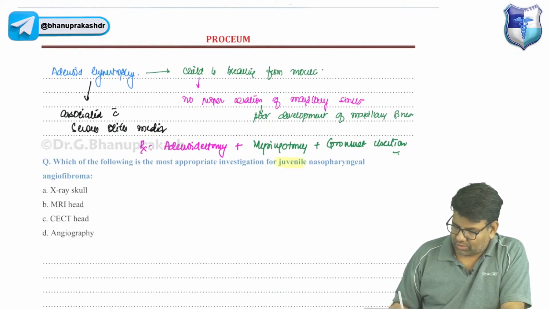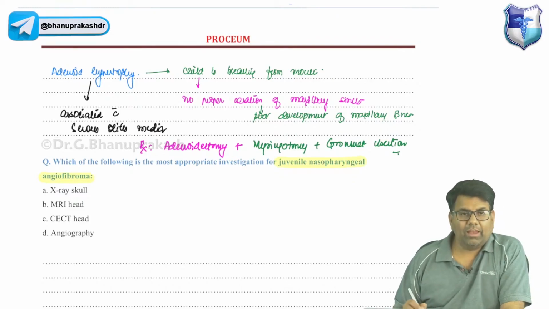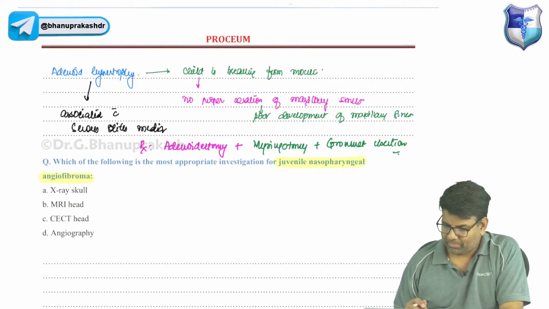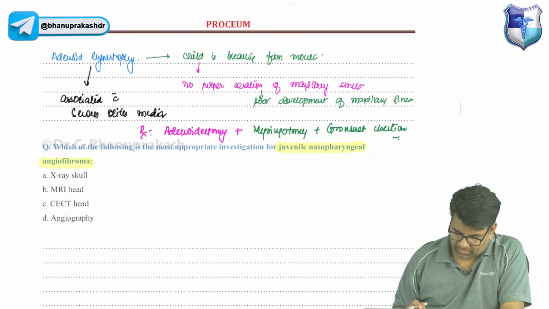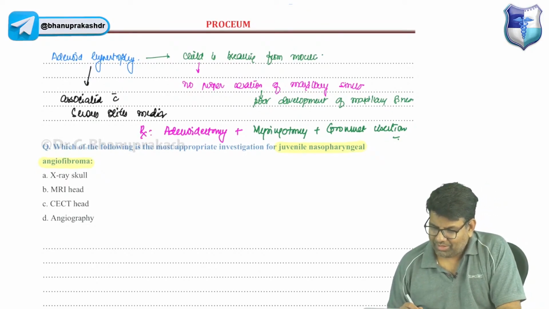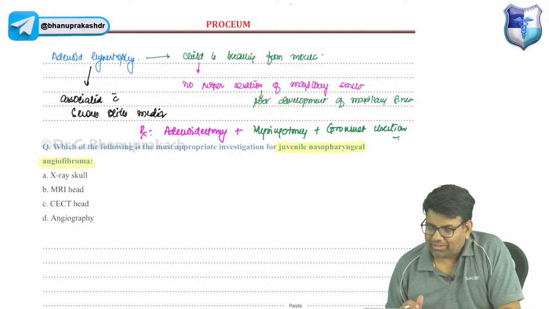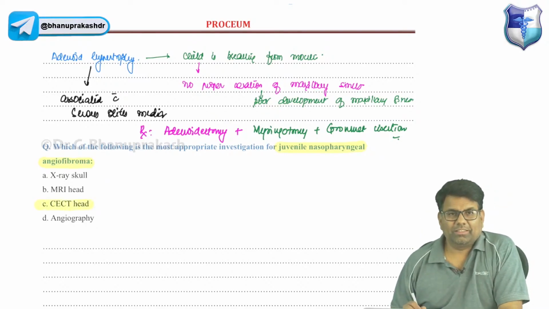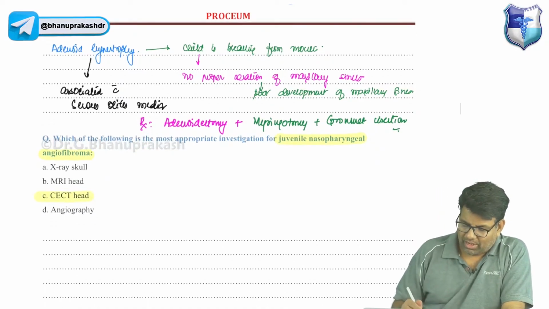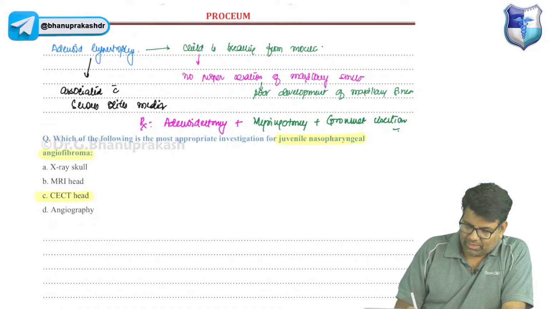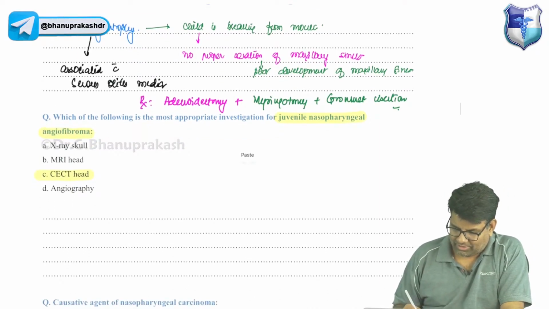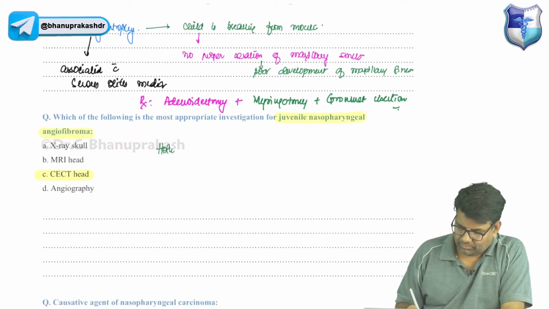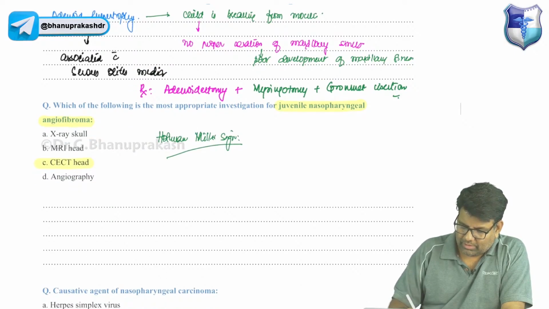Appropriate investigation for JNA, juvenile nasopharyngeal angiofibroma, and Raghu said yes, you are right that biopsy is contraindicated, but the best answer is CT head. And here we will see one clinical sign that is known as Ullmann-Miller's sign.